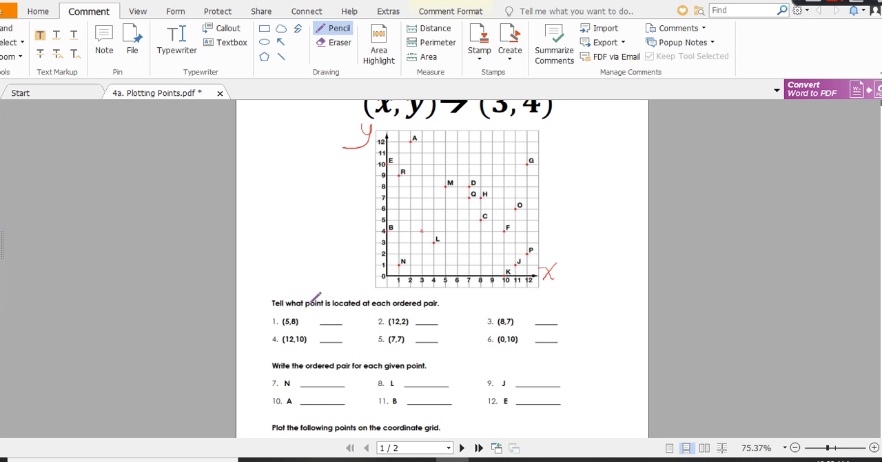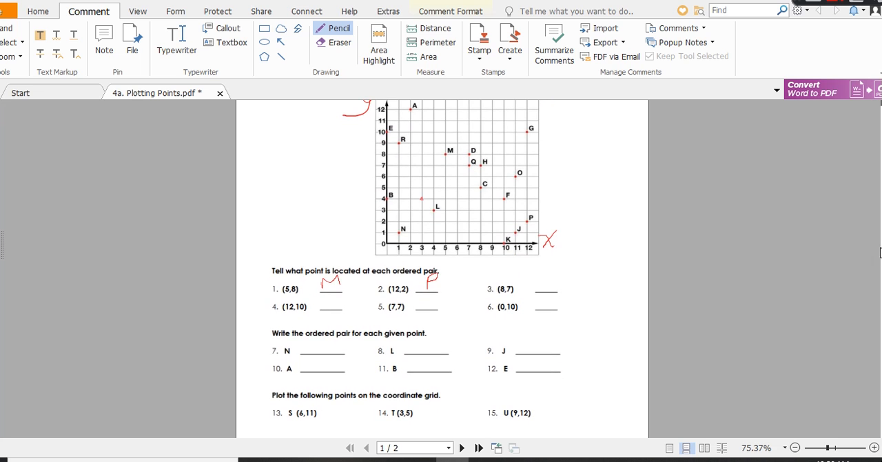Okay? Now, today's worksheet is simply to identify coordinates. So tell me which point is located at each ordered pair. 5, 8. Let's see. 5, and then up 8, M. Number 2, 12, 2. 12, and then up 2, P. Okay, so you should be able to complete the rest. Just remember, x comes before y.